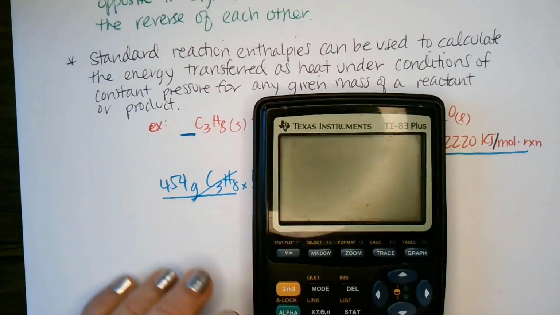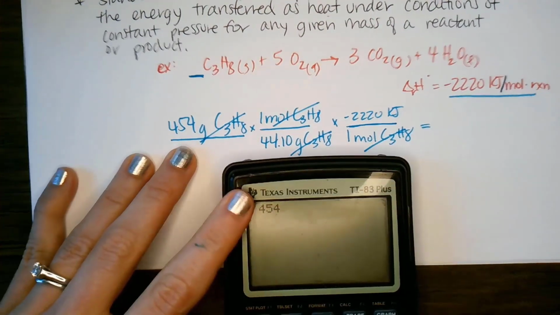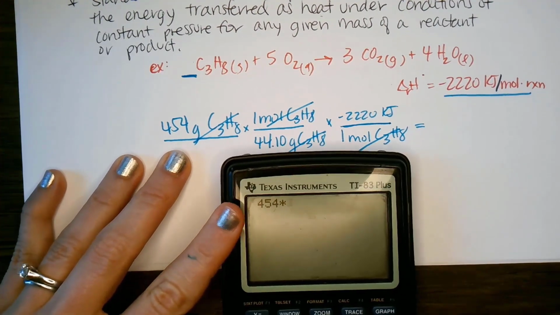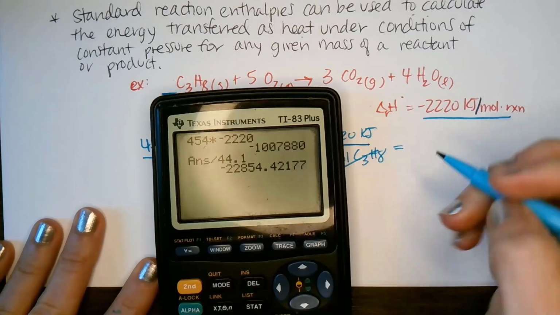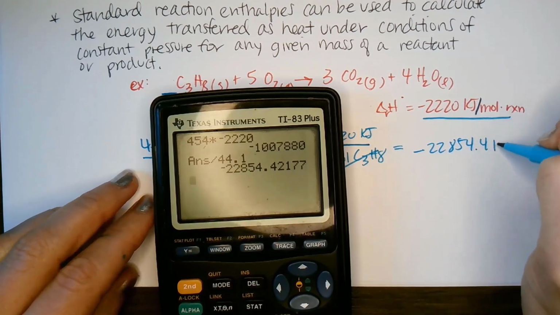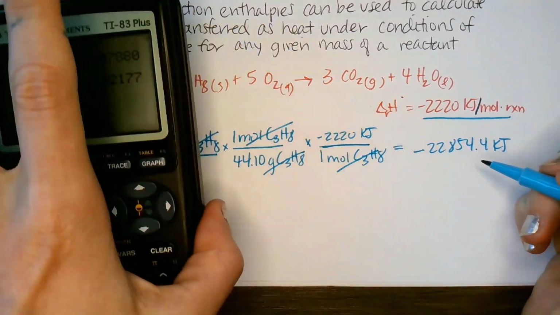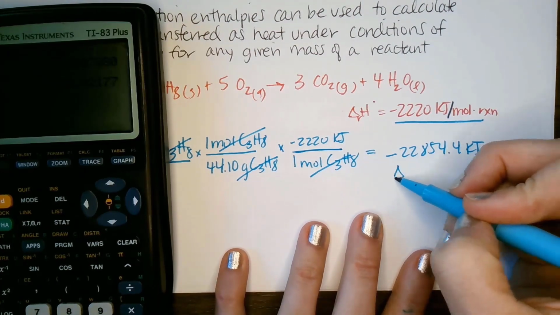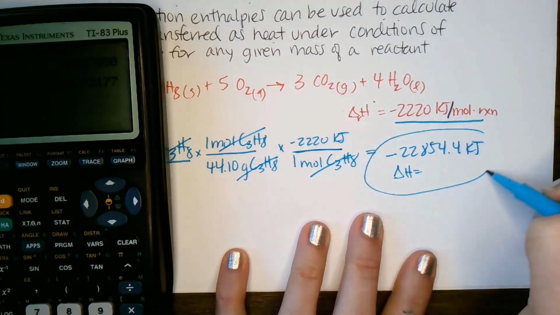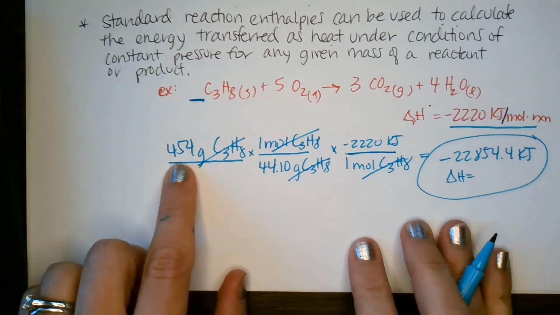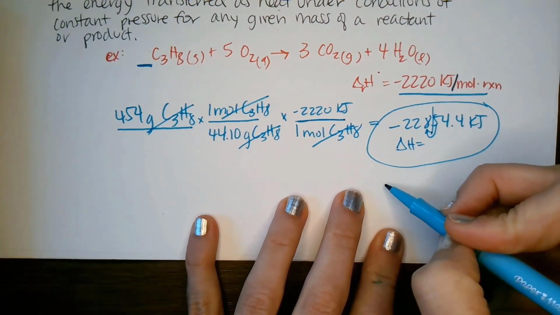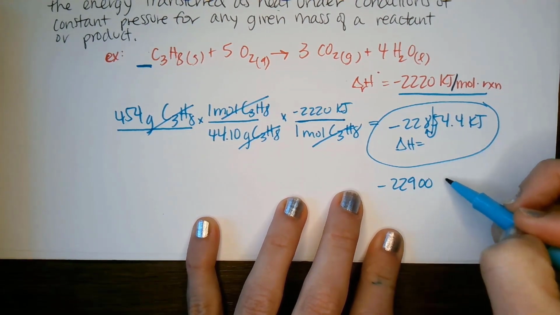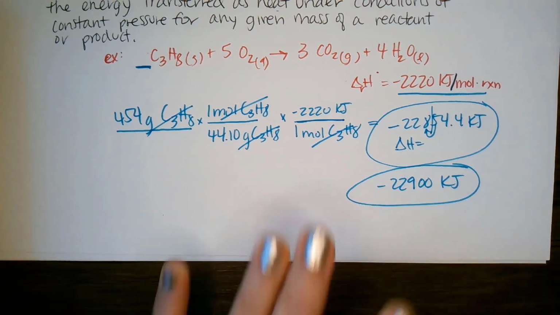So let's plug and chug here. So I've got 454 times negative 2220 and divided by the molar mass, 44.1. And I get negative 22854.4 kilojoules for my delta H. And we probably should look at significant figures. We started with 3 significant figures, so I'm ending with 3. 1, 2, 3, that 8 is going to make that a 9, so negative 22900 kilojoules.